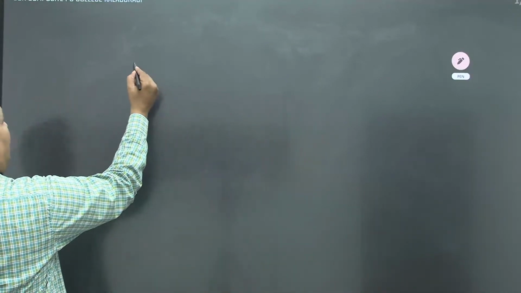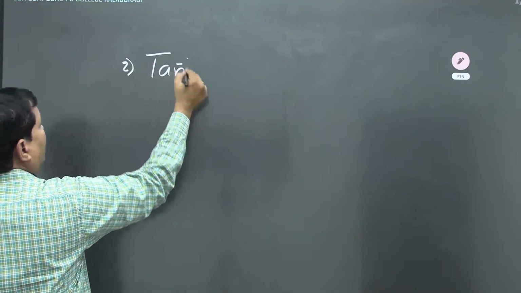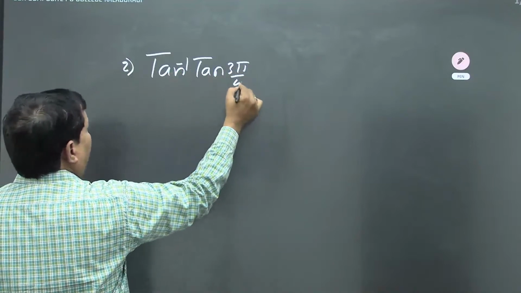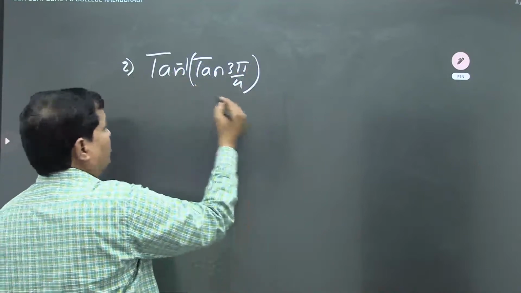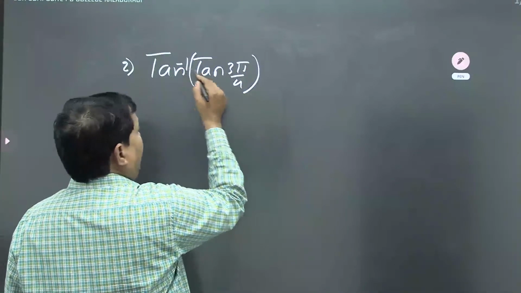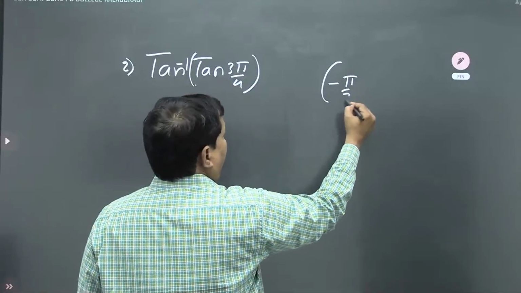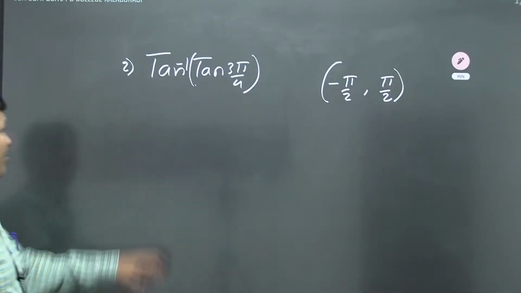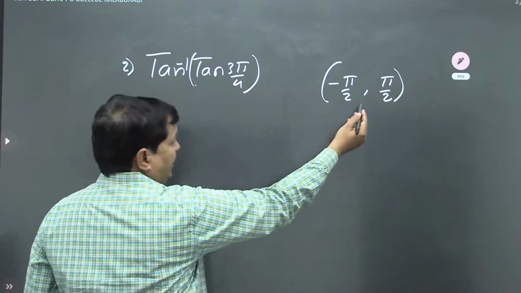Second one is tan inverse of tan 3 pi by 4. Before finding the value of this one, first you should know that here we have tan inverse, which means its value should lie between minus pi by 2 to plus pi by 2. Whenever tan inverse comes first, its range should be minus pi by 2 to plus pi by 2. Why? Because it is the range.